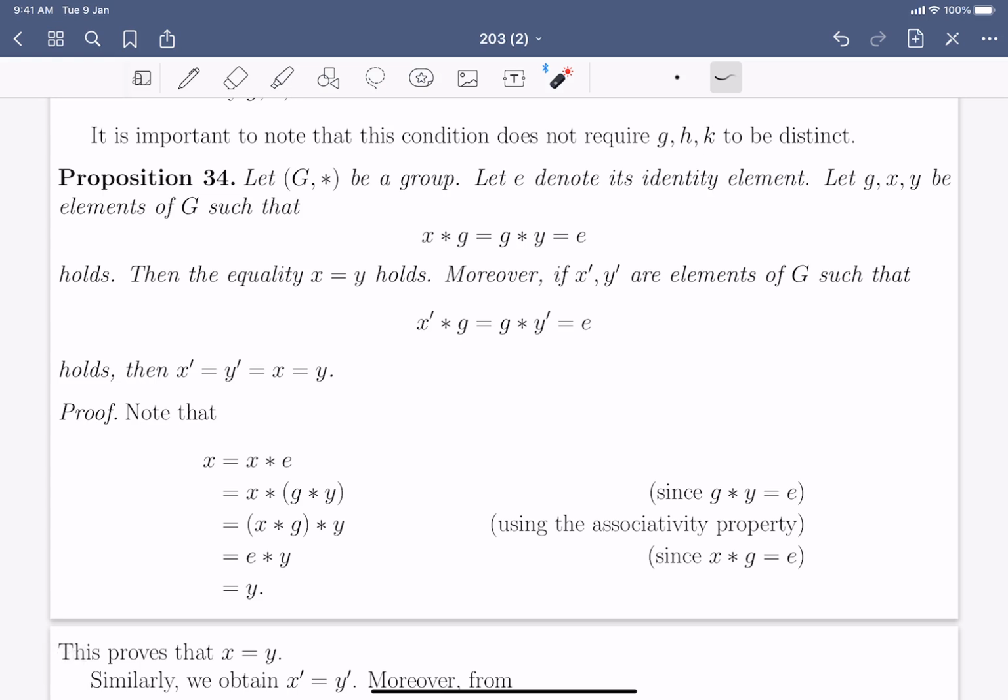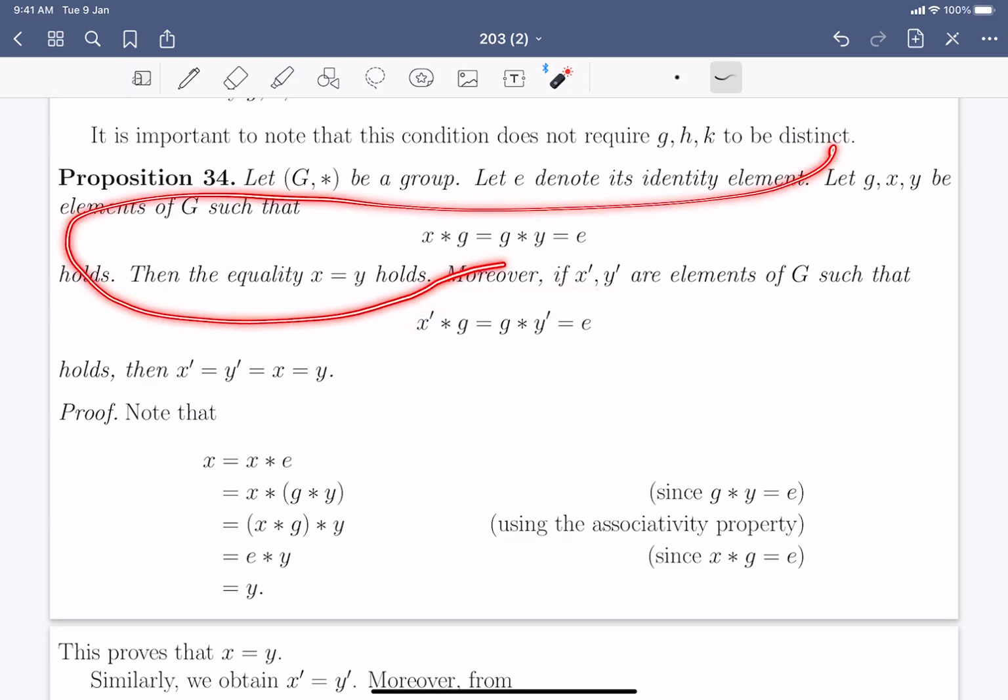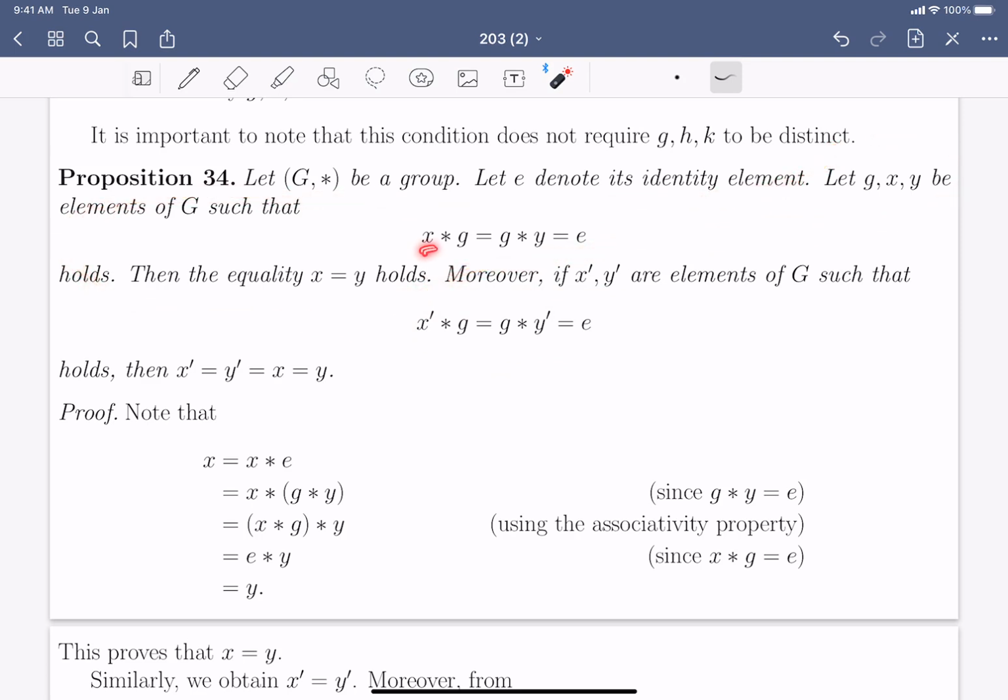Moreover, you can assume that there are other elements X prime, Y prime inside G for which the fifth condition also holds. By that I mean we have this equality. Then by the previous step, you know that the previous step tells you that this equality implies X equals Y.